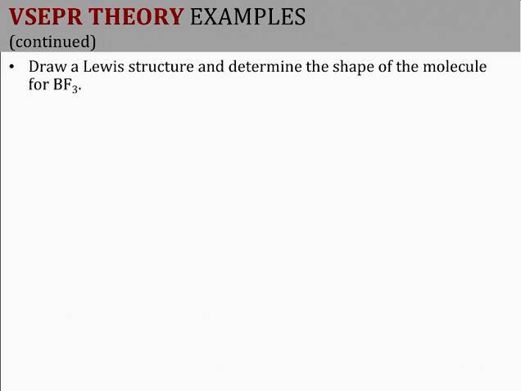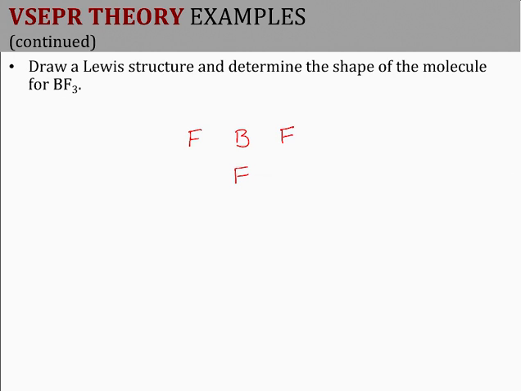And let's do just one more example. This time we're going to draw the Lewis structure and determine the shape of BF3. And this is called boron trifluoride. Okay, so in this instance, we have boron and fluorine, and boron is by itself, so it likely goes in the middle. And then we're just going to surround that with our fluorine atoms.